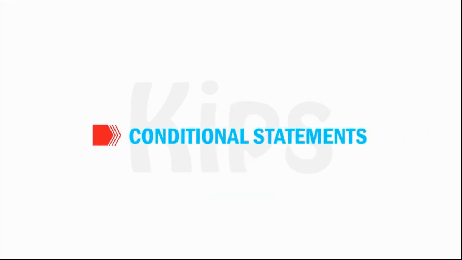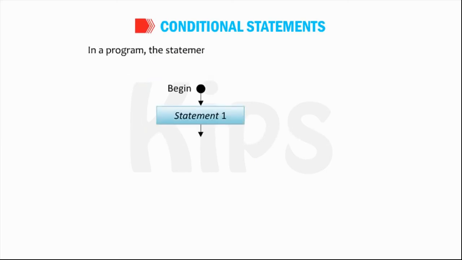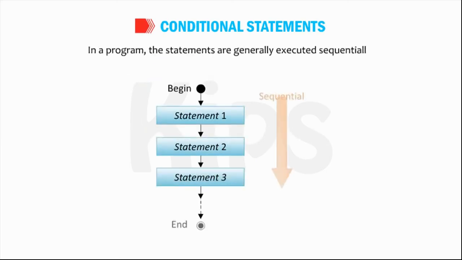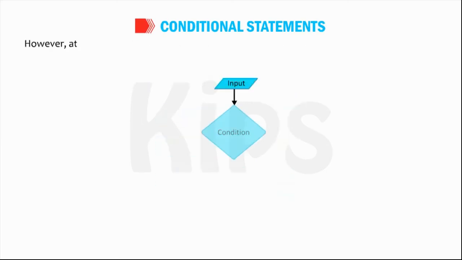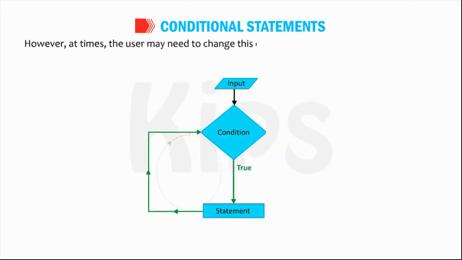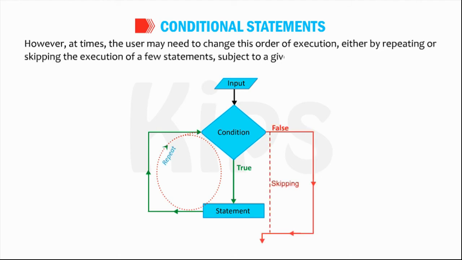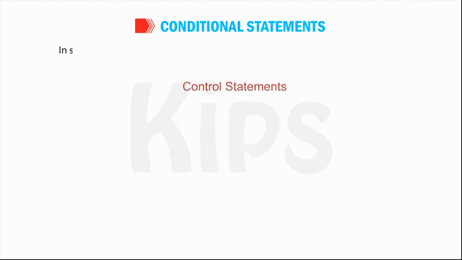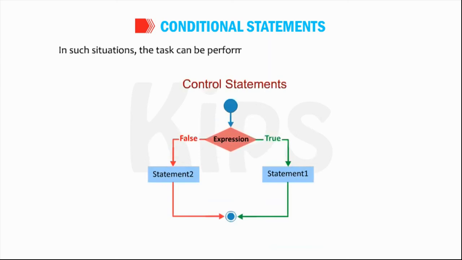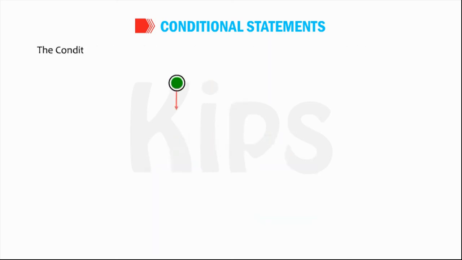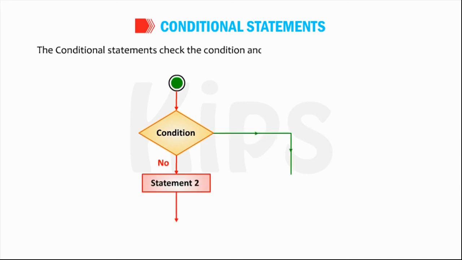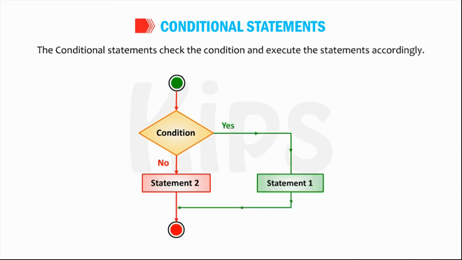Alright, let us understand conditional statements. In a program, the statements are generally executed sequentially. However, at times the user may need to change this order of execution, either by repeating or skipping the execution of a few statements, subject to a given condition. In such situations, the task can be performed by the use of control statements. The conditional statements check the condition and execute the statements accordingly.